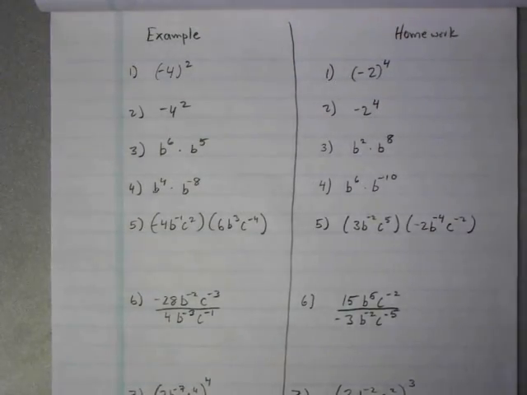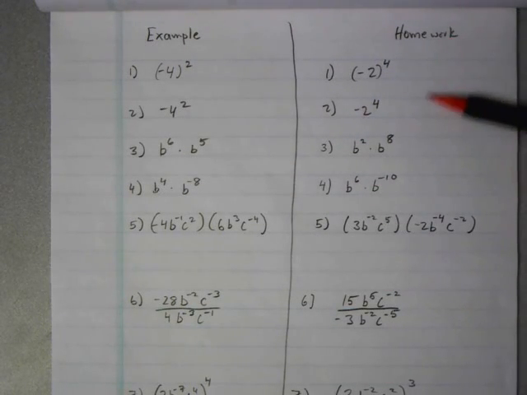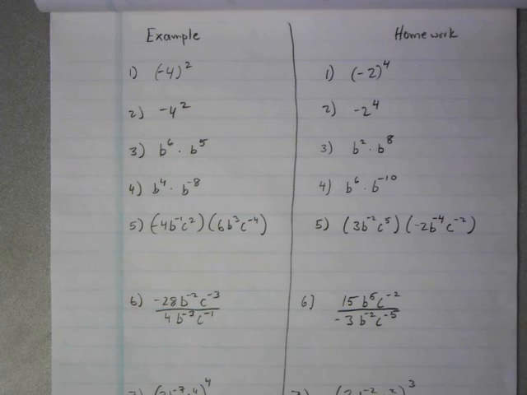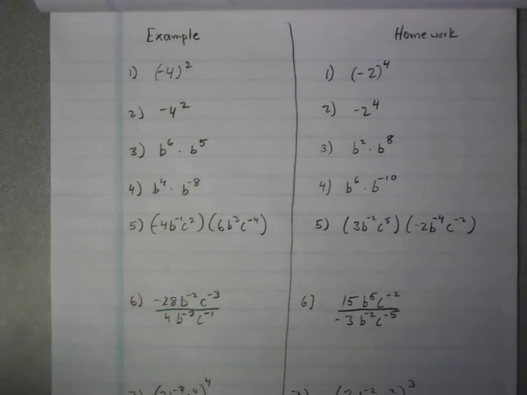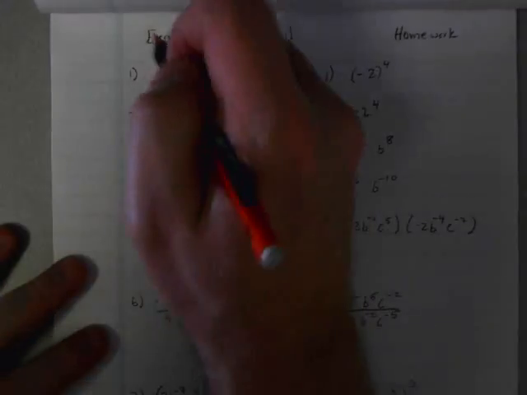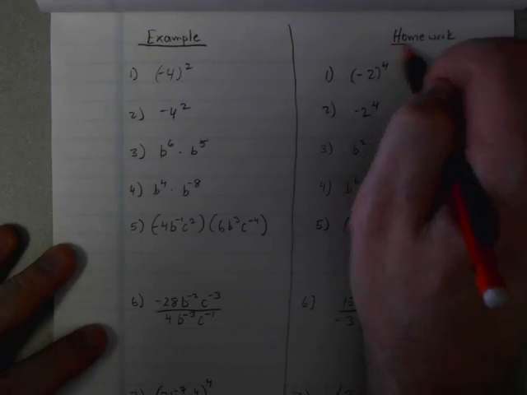Okay, continuing with section 4.1. We have on the left-hand side examples that I'm going to do, and on the right-hand side very similar problems of homework problems you were going to do. Alright, number 1 and number 2. This is an order of operations sort of thing. And these two problems tend to cause some confusion.